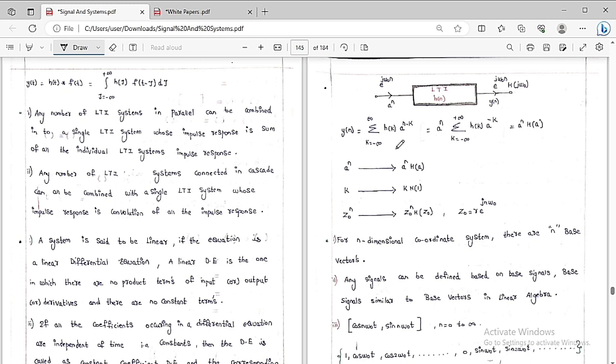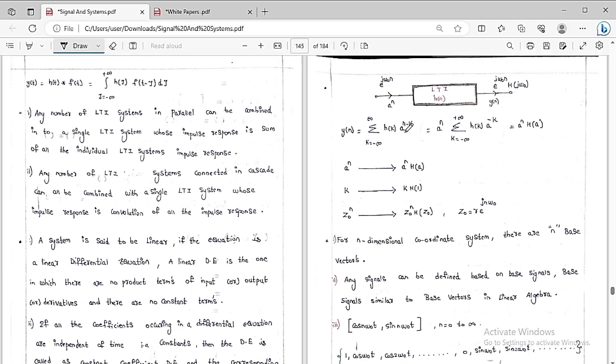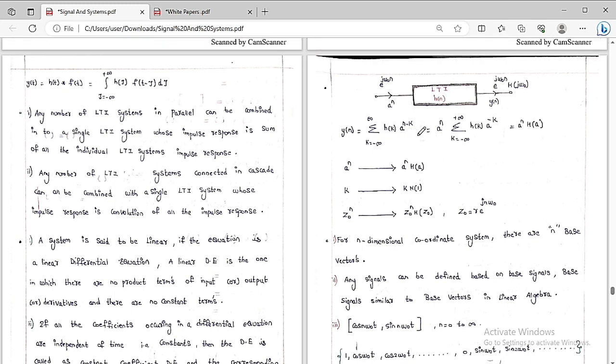So y of n is equal to the summation, k equal to minus infinity to plus infinity, h of k into x of n minus k. So x of n is e to the power of jωn, so x of n minus k is e to the power of jω(n minus k). As e to the power of jωn is a constant, we can take it outside the summation. So e to the power of jωn into the summation of h of k into e to the power of minus jωk. This value I can assume is nothing but h of e to the power of jω. So we can say if e to the power of jωn is the input, then the output is e to the power of jωn into h of e to the power of jω.